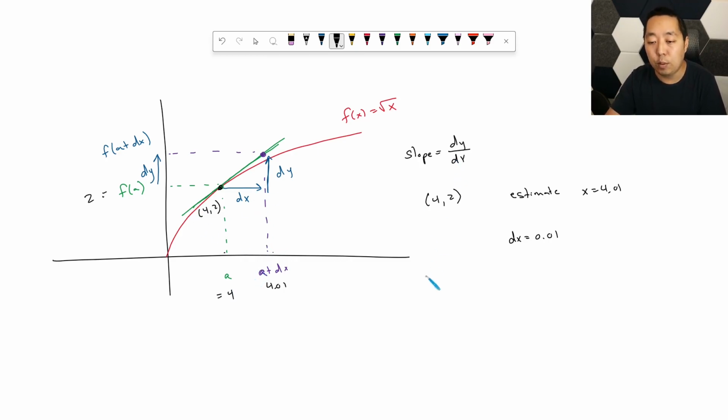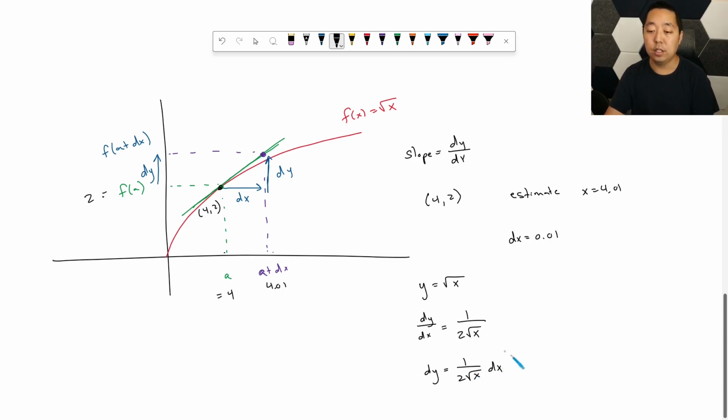Okay, now what we do is we say, well, we have y equals square root of x, and then we write this notation. dy/dx equals 1 over 2 root x. And so then you can treat this guy like a fraction, dy over dx, as dy is equal to 1 over 2 root x dx. Now this is called a differential right here. This is a differential.